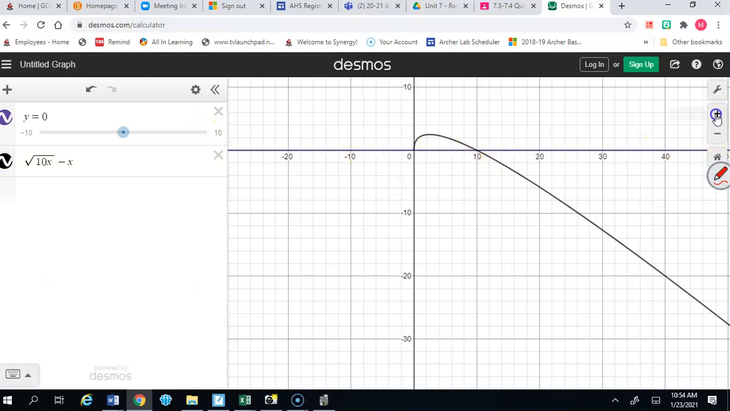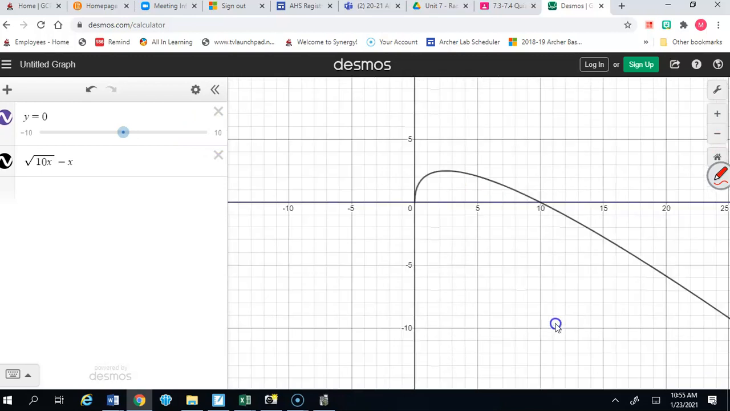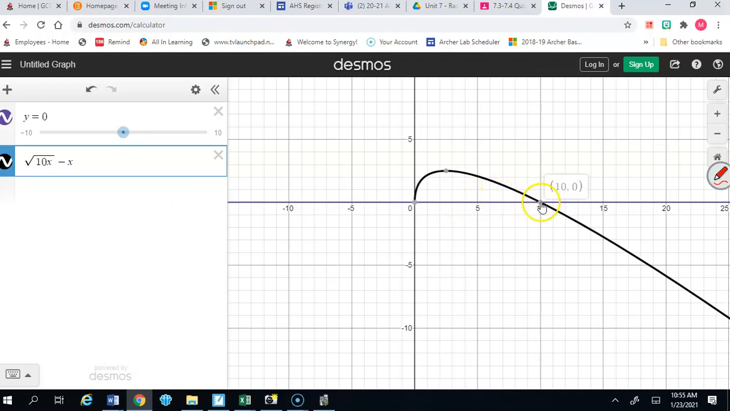Let me zoom in a little bit. You guys can see it a little bit better. So can you guys see that that's purple right there? That is our y is equal to 0. And then we have this black graph here of the square root of 10x minus x. So if you notice here again, what we got was 0 as one of our answers, and we got 10 as our other answer. And those can both be seen here on the graph as the intersection of this purple line right there and that black line. So once again, this shows us that the answers that we got were correct.